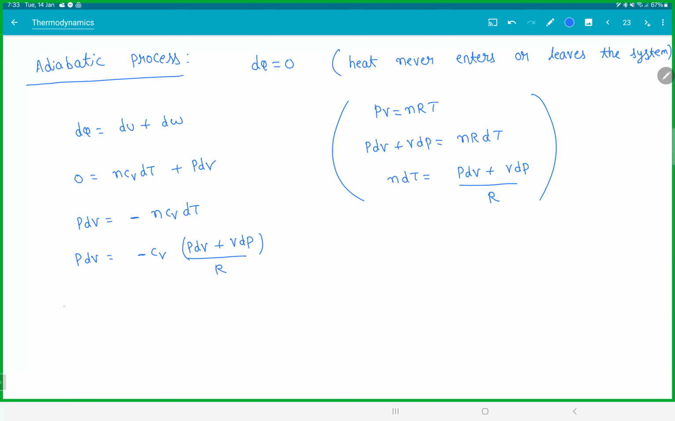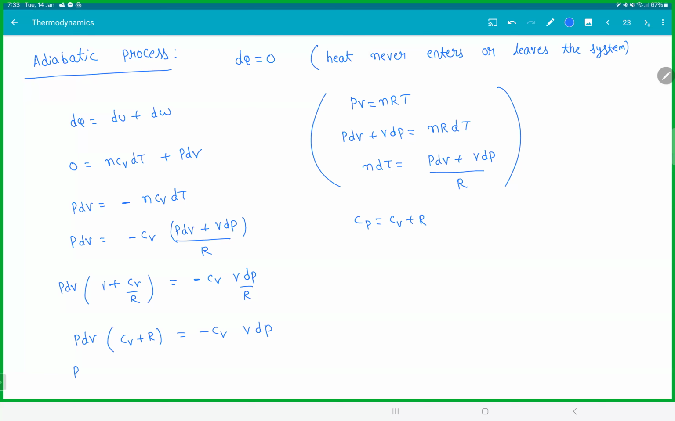Send all PdVs to one side. You will get 1 plus Cv by R, minus Cv VdP by R. This will be PdV times (Cv plus R), equal to minus Cv VdP, right? And we also know Cp is equal to Cv plus R. So this suddenly becomes PdV times Cp is equal to minus Cv VdP.